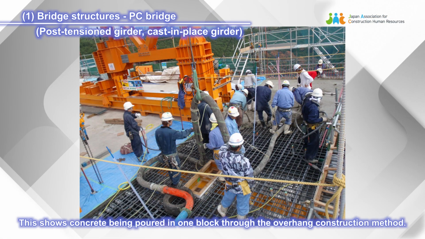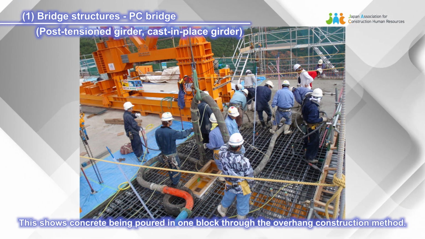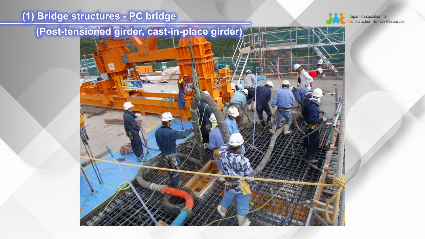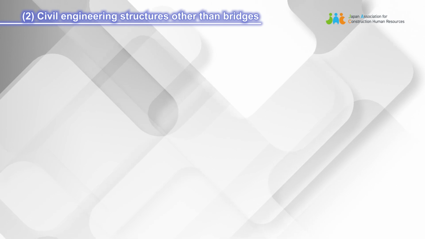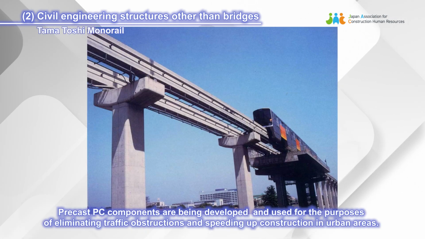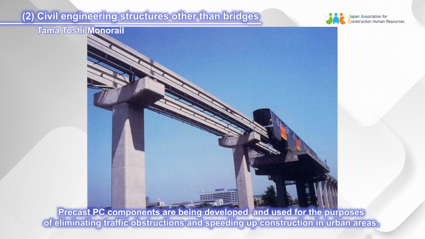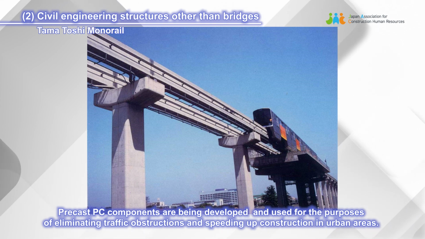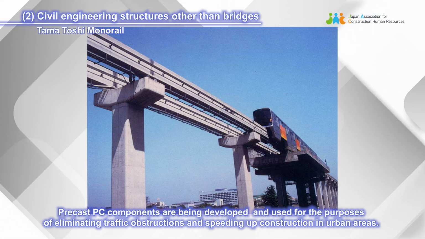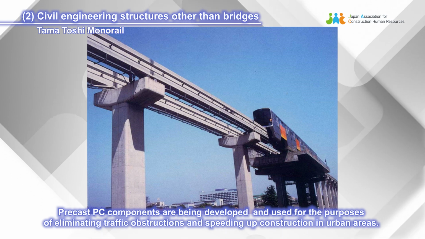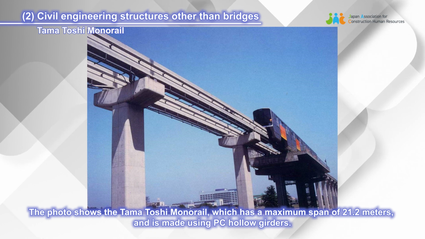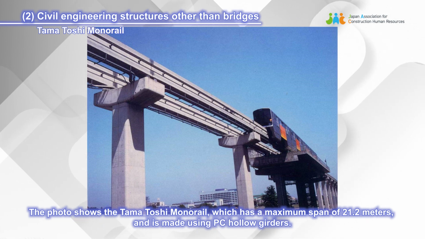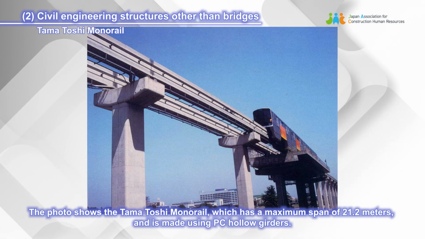This shows concrete being poured in one block through the overhang construction method. 2. Civil engineering structures other than bridges. Precast PC components are being developed and used for the purposes of eliminating traffic obstructions and speeding up construction in urban areas. The photo shows the Tamatoshi monorail, which has a maximum span of 21.2 meters, and is made using PC hollow girders.